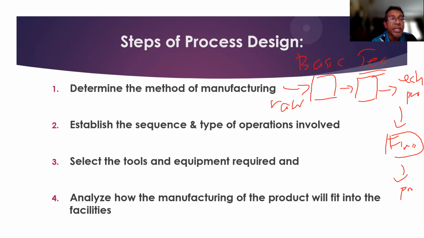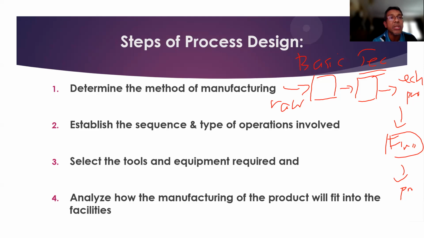And then number two, we need to establish the sequence and type of operation involved. So the sequence and the type of operation, like we say in the basic, secondary, we need to make a sequence. Which one do we go first? For example, in the basic, we have several processes as well. We need to have a face, and then we need to have a drilling. We need to have tapping, for example. So which one do we need to go first? So the sequence and the type of operation involved inside the operation, we need to consider when we establish the process design.